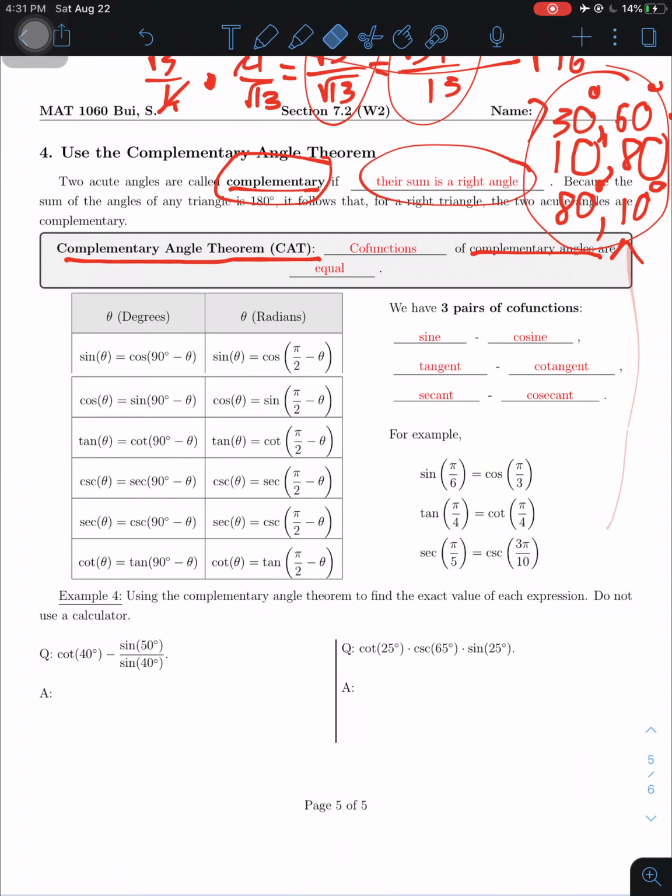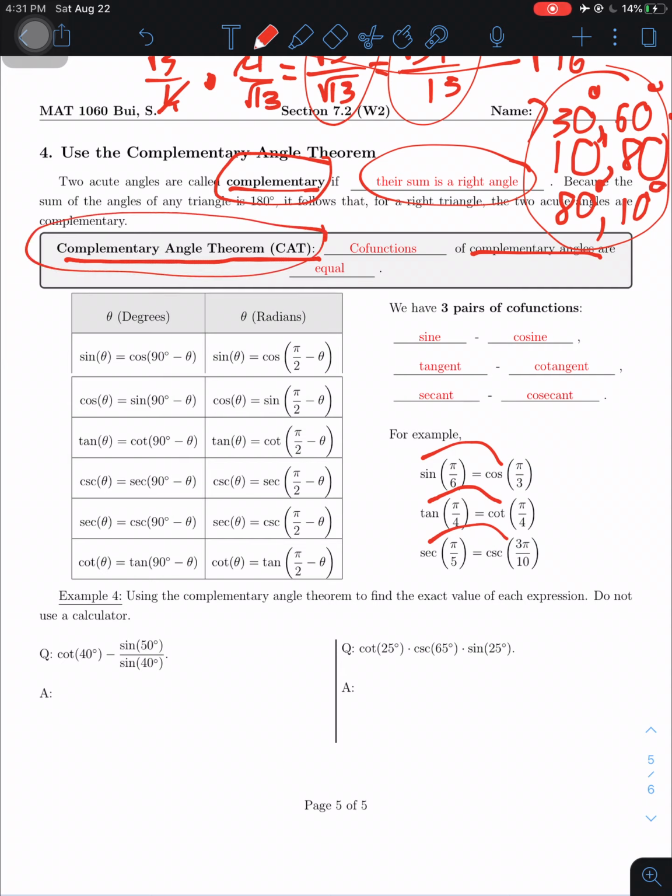Okay, cofunction. Sine pairs up with cosine, tangent pairs up with cotangent, secant pairs up with cosecant. So this theorem tells us two things. In order to qualify this theorem, the angles have to match up and the functions have to match up. Sine must go with cosine.